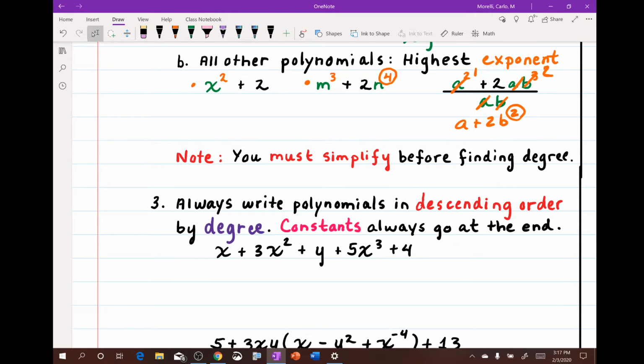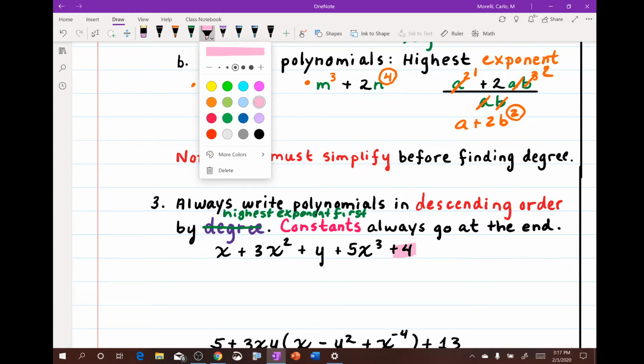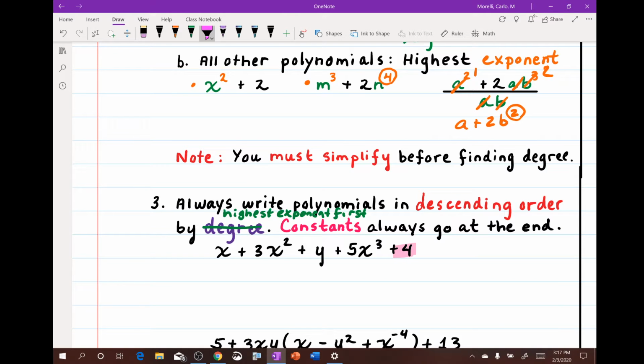Okay. Always write polynomials in descending order by their, I should say exponent, because degree is a little bit of a confusing term. So I would say highest exponent first. Constants, those would be numbers by themselves. They always come at the end. So look at the example below. What is the constant in the example? 4. Okay. What's the highest degree monomial? Okay. Tell me the whole term that's associated with. And how do you say 3? Remember the cubed. Yeah. So this is going to go first, and this 4 is going to go last, and then we'll figure out what goes in the middle.